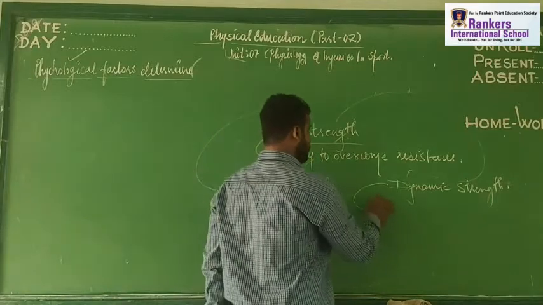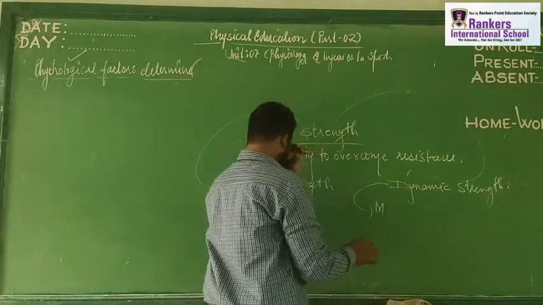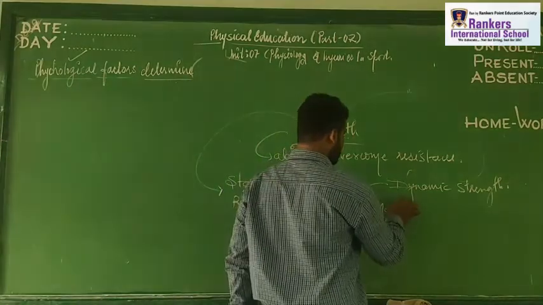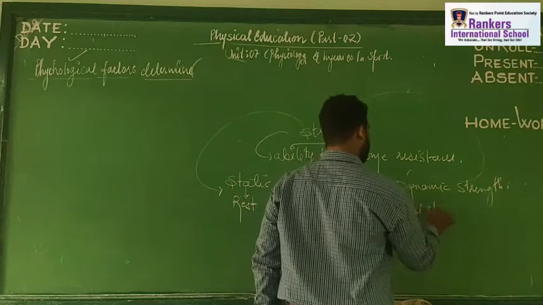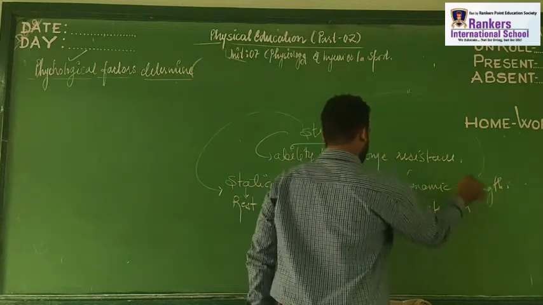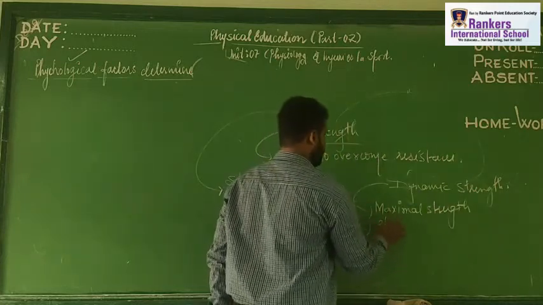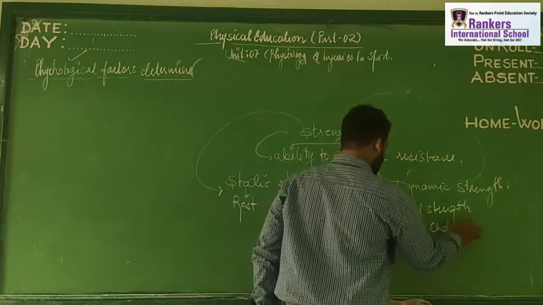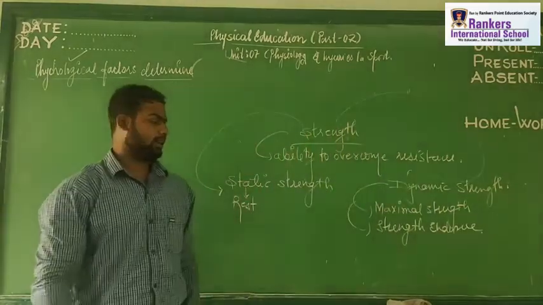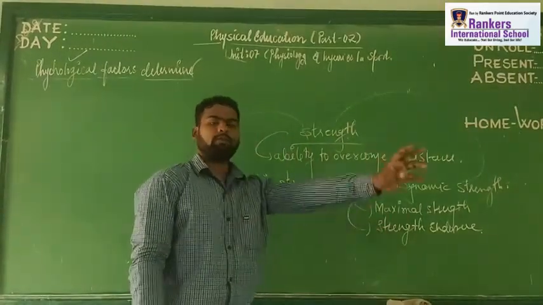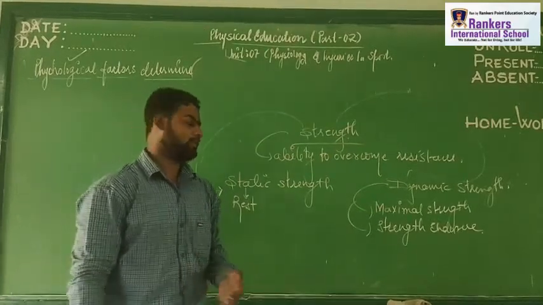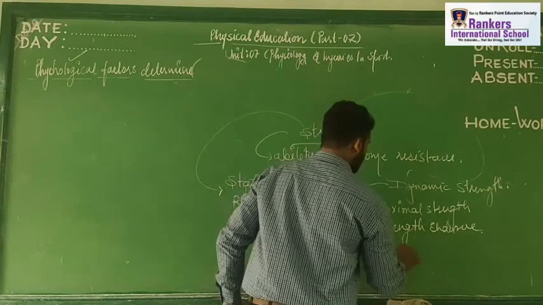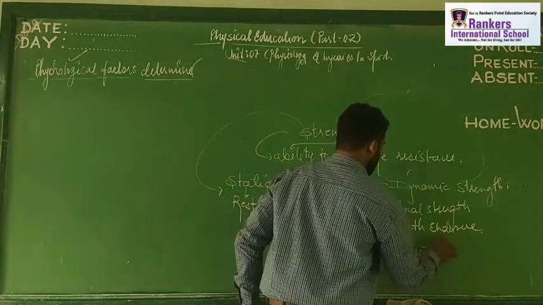First is maximal strength. It means the maximum amount of force your body or muscles can exert. Next is strength endurance. At this time, the exercise comprises strength as well as endurance. Next, the last and third type, is explosive strength.